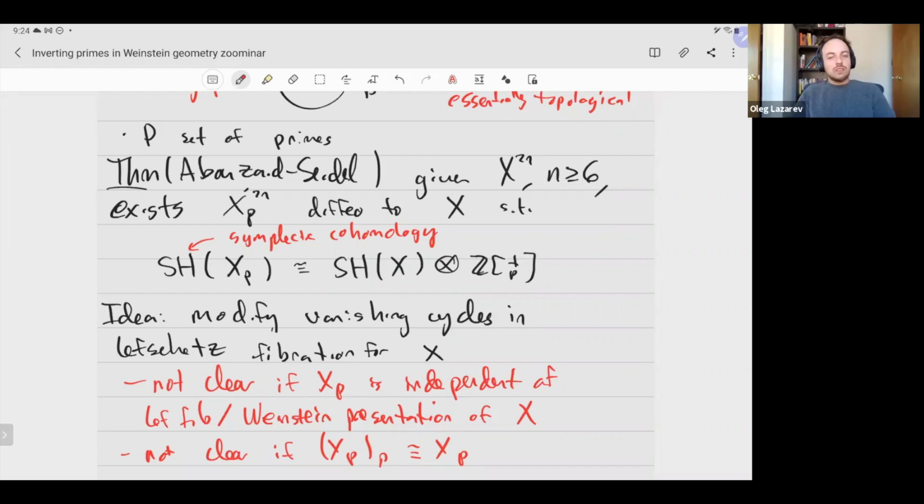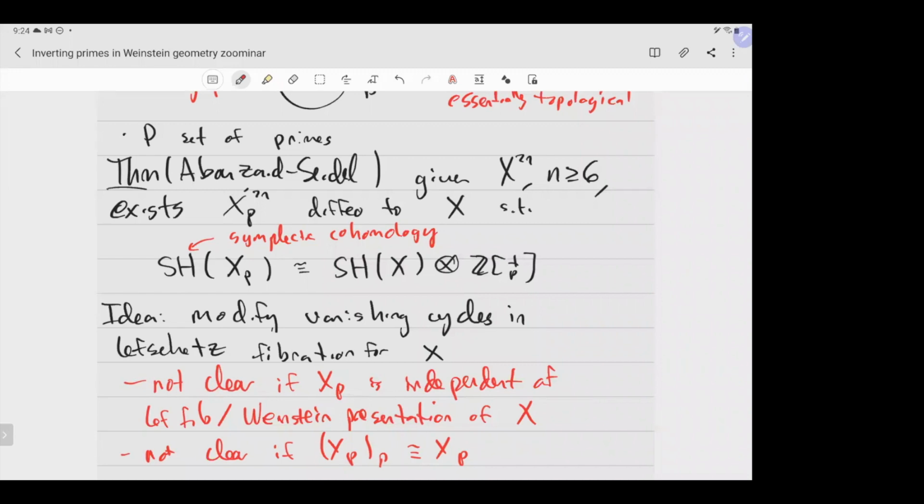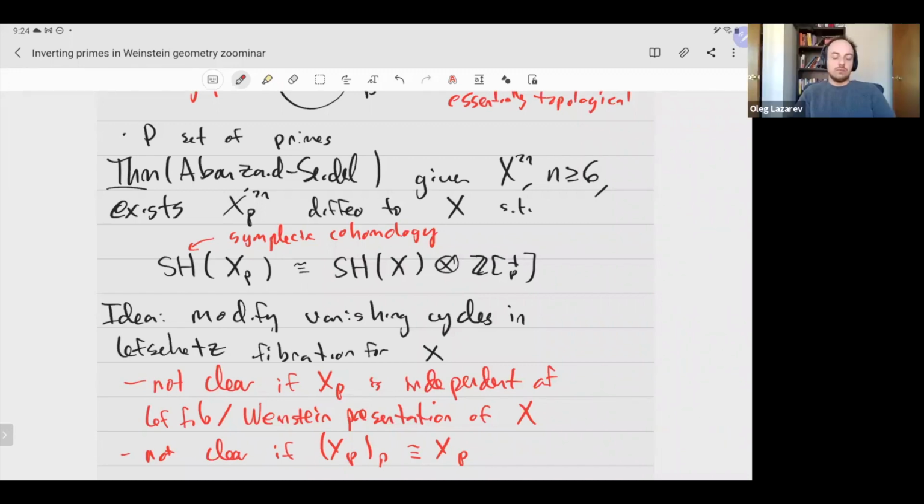Abouzaid and Seidel were interested in constructing these exotic symplectic manifolds. So X and XP are indistinguishable from the point of view of smooth topology, but their symplectic topology is different. So in some sense, yes, it's a good candidate. If you create something that's not even diffeomorphic to X, what are you creating? You're creating some other completely random manifold. So there's some link between X and XP.